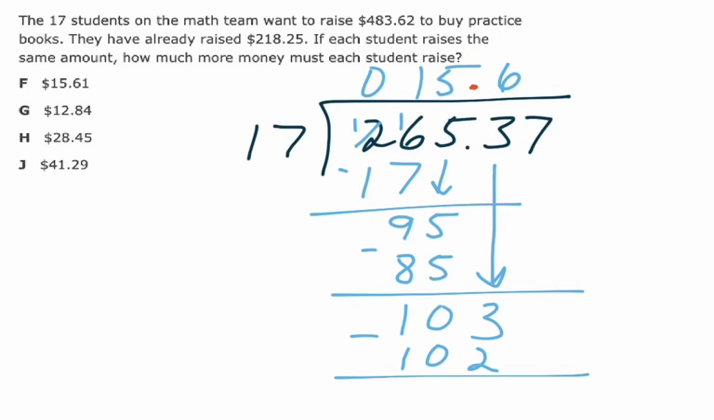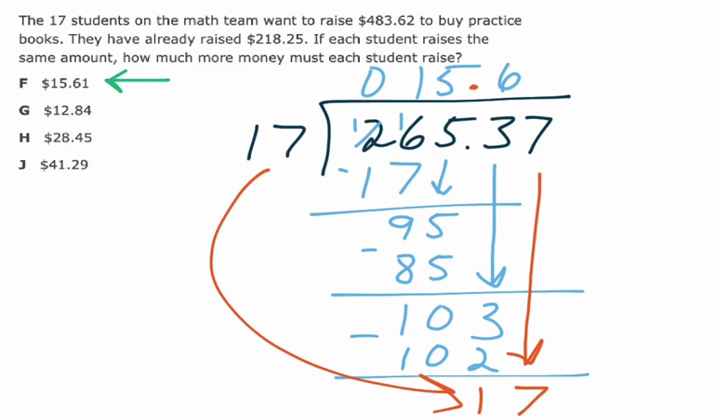102, and I'm starting to look at my answers. I have 15.6. It looks like this is probably it because it's starting with 15.6, but I'm going to finish it out. 3 minus 2 is 1. Let's bring down the 7. Oh, exactly 17. 17 goes into itself evenly one time, and I get 15.61.